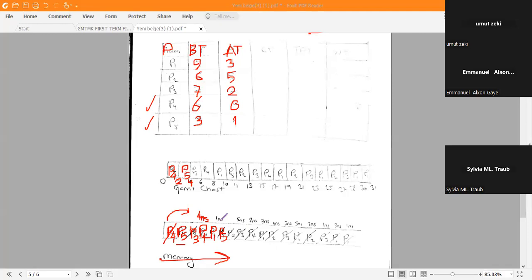Process 5 remains 1 nanosecond. Okay. I am writing it just not to forget. So this one has finished execution. The next one is process 3. Process 3 will execute 2 nanoseconds. So time is 6 now.